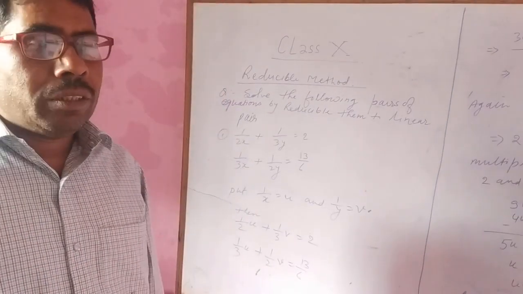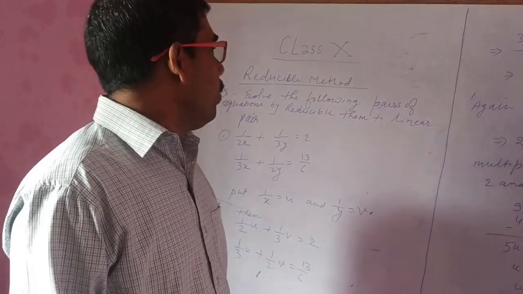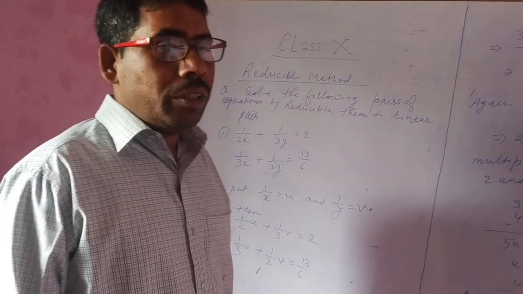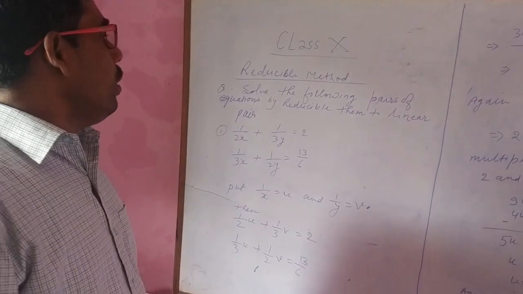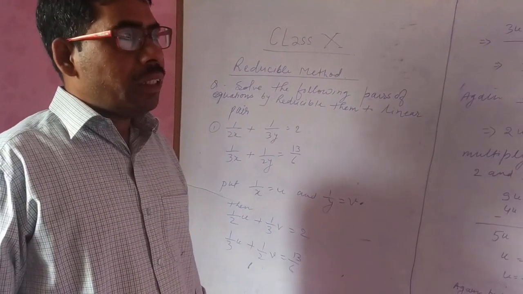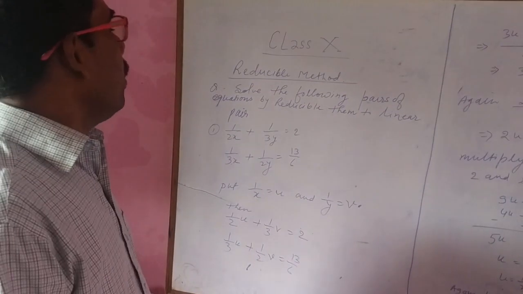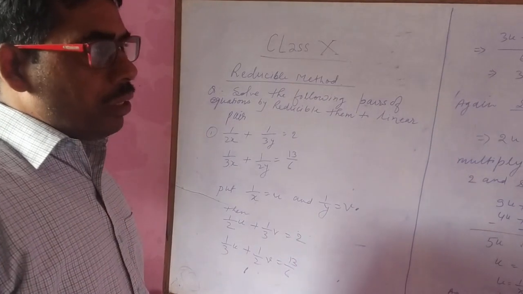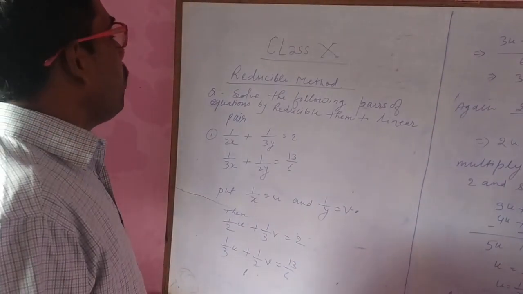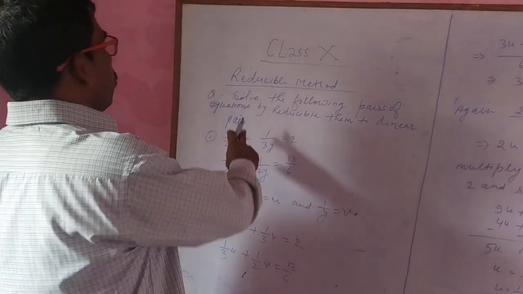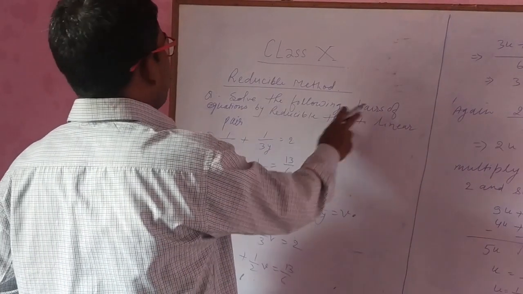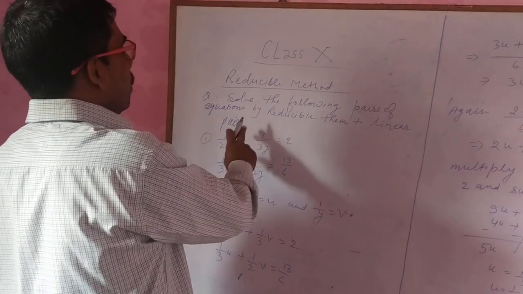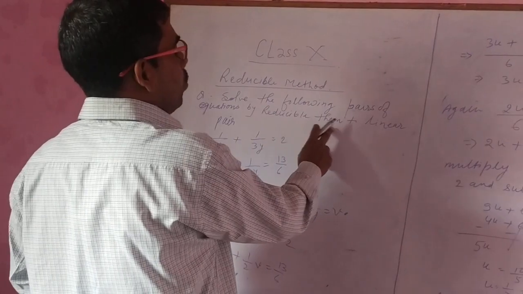Good morning to all students. Today we discuss the reducible method, which is used for equations that are not given in linear form. We take one question of this type. Solve the following pairs of equations by reducing them to a linear pair.